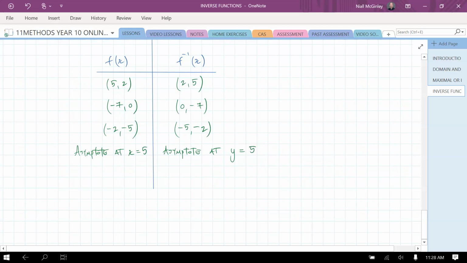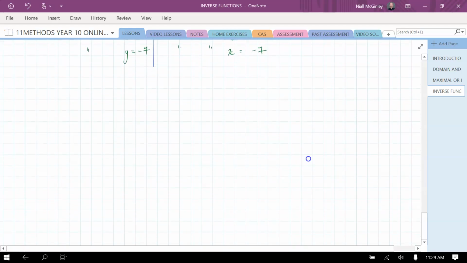So in the original function, if you have a vertical asymptote, x equals 5, on the inverse, we know that we're going to have a horizontal asymptote, y equals 5. And the other way around, if you've got y equals negative 7, you're going to have an asymptote at x equals negative 7. So a horizontal asymptote on your original function will become a vertical asymptote on your inverse.